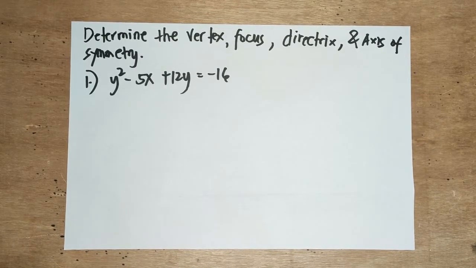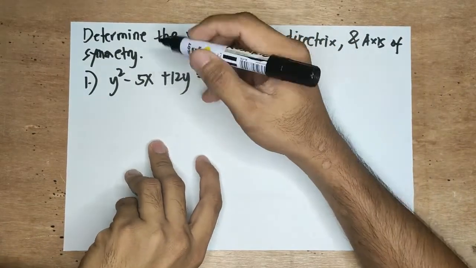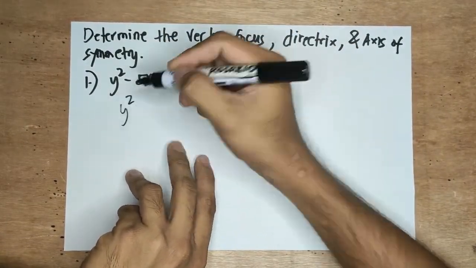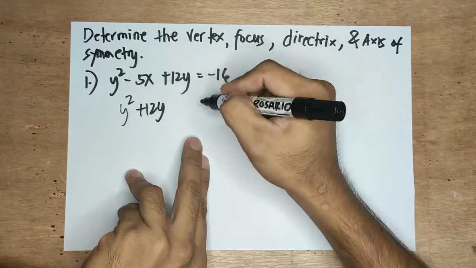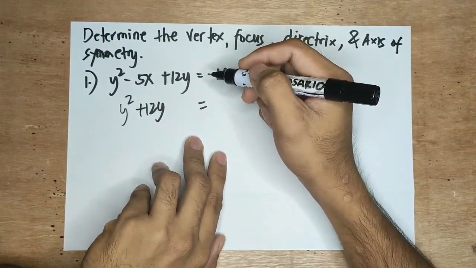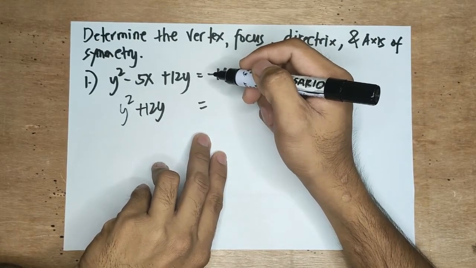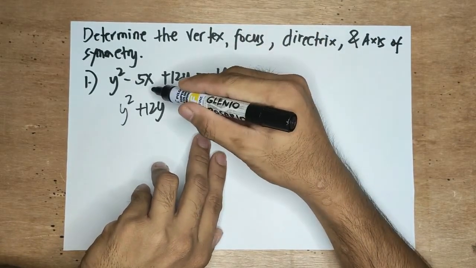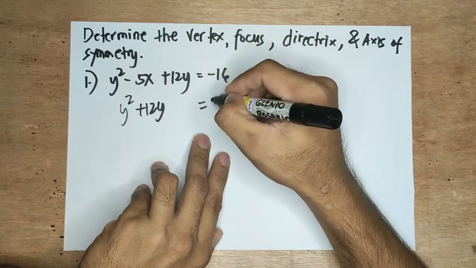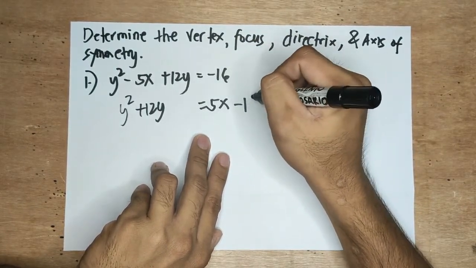So para malaman natin yung value ni h, k, at ni c, kailangan muna natin siyang i-transform into standard equation. Papaano natin yung gagawin? Through the help of the completing the square method. Lahat ng may y's, pagsamasamahin, we have y squared plus 12y. At lahat ng walang variable ay pupunta sa right.